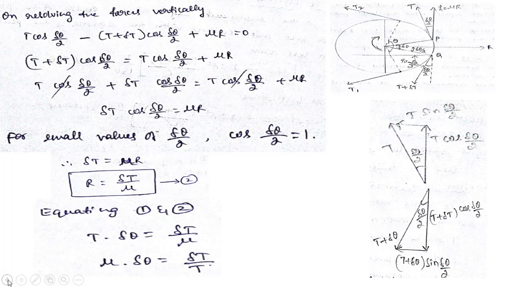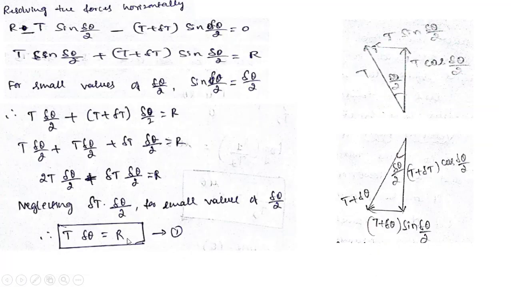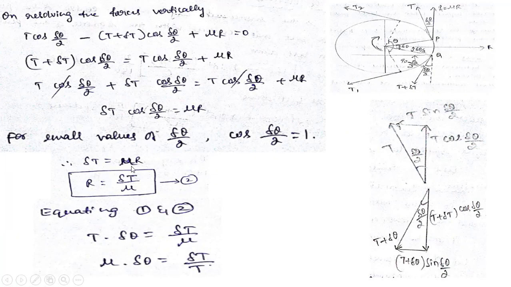So the first expression, you can see there, was R is equal to T delta theta, and the second expression is R is equal to delta T by mu. We will equate these two, equation number 1 and 2. This is T delta theta is equal to delta T by mu, and one simple modification we will do is cross multiplication: we take this mu over, and this T will come to the denominator. So mu into delta theta is equal to delta T by T.